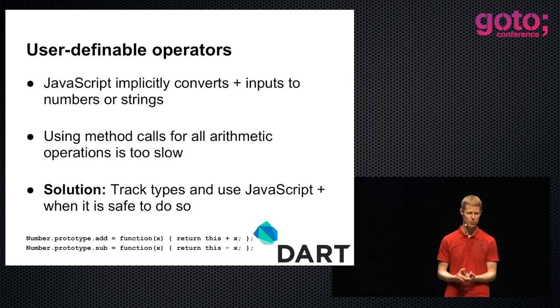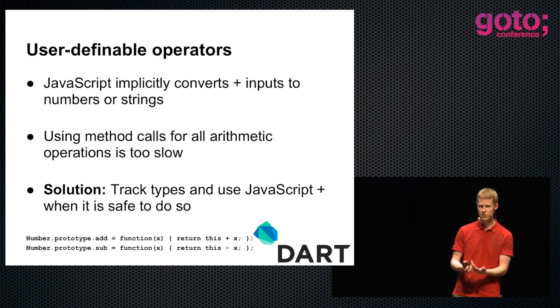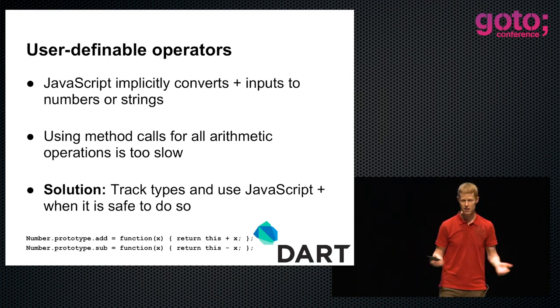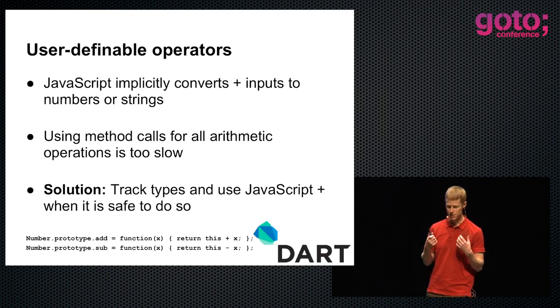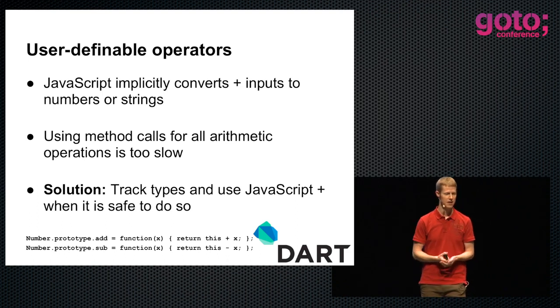So when compiling Dart to JavaScript, there are some language challenges that I briefly mentioned before. I just want to dive into some of those. One of the big ones is that Dart has support for user-definable operators. So you could say that on my vector class that I invented, I want to support the plus operation, so you can add these vectors together, for instance.